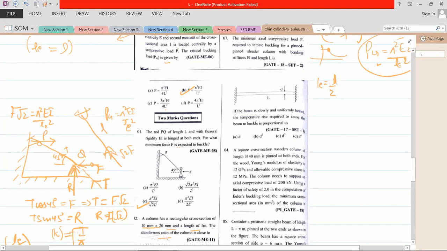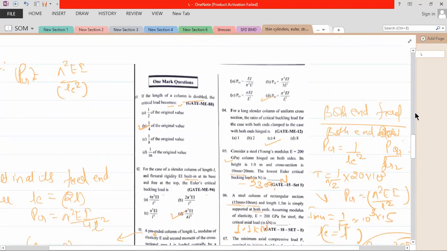Now, what is given, so your P critical is equal to pi square EI upon your LE square, where LE is L by 2. So what is L by 2 squared? It is L square by 4. And your stress for the thermal expansion is sigma is equal to E alpha delta T. Now, if you multiply it with area, you can get the force, sorry, force, that is E alpha delta T into area.